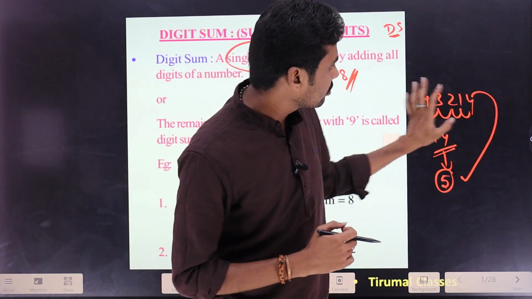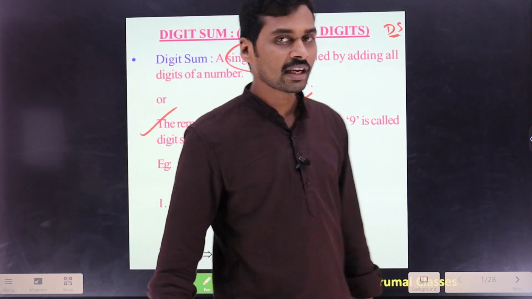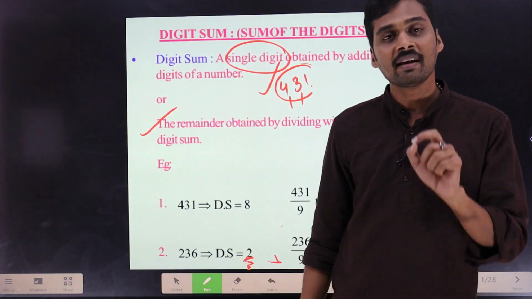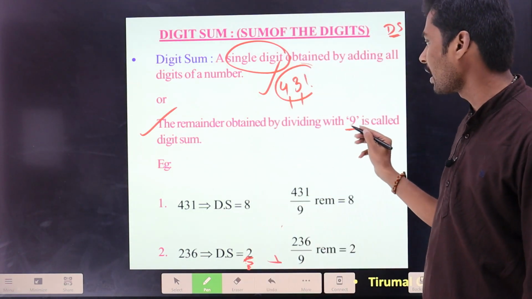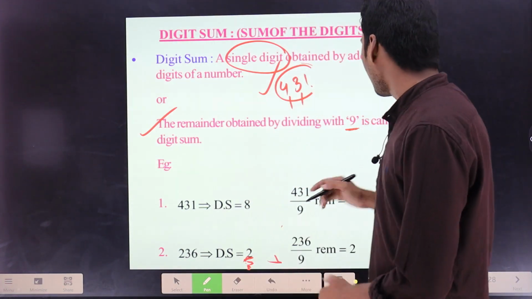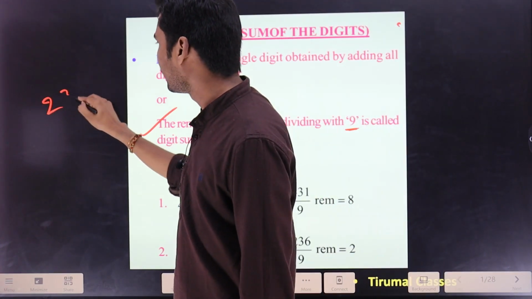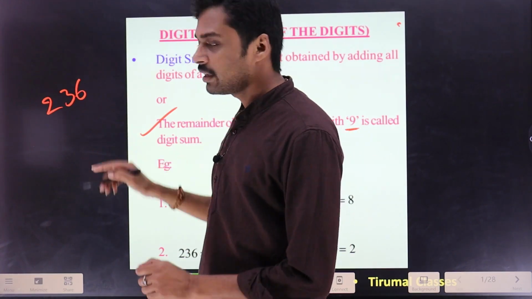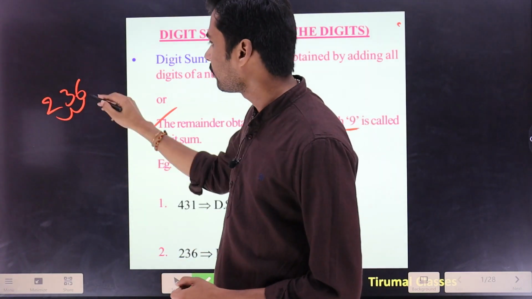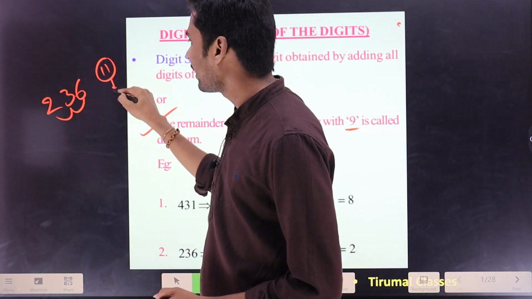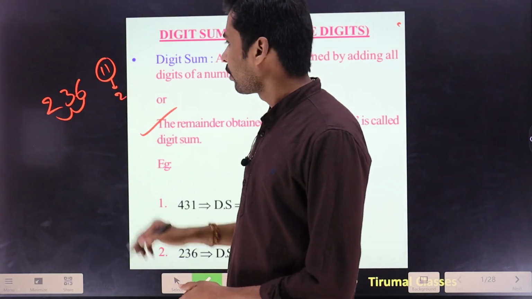And we can also express the same thing with another definition: the digit sum is the remainder obtained by dividing the given number by 9. If you take an example, let me take 236. Generally the digit sum is obtained by adding 6 plus 3 plus 2, which is 11. We always have to express it as a single digit, so 1 plus 1 is 2. Okay, this is one way.